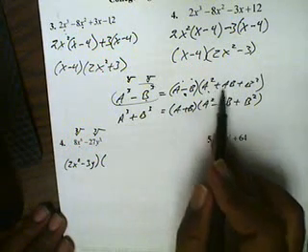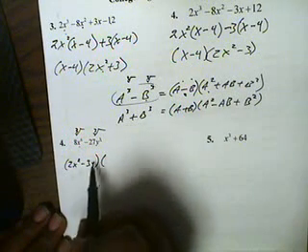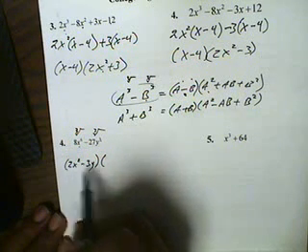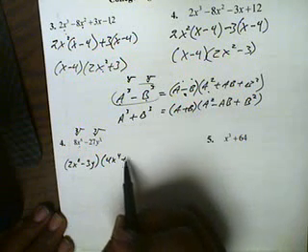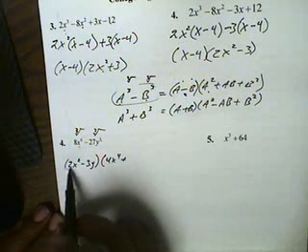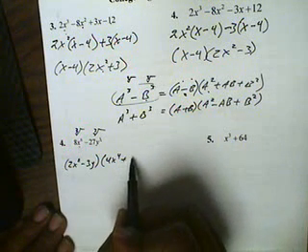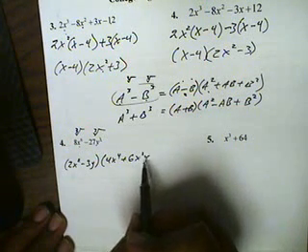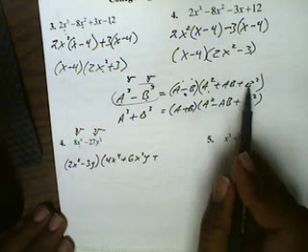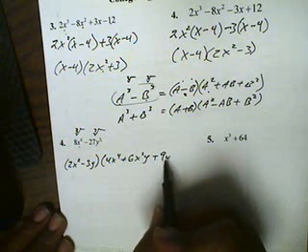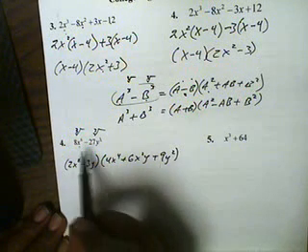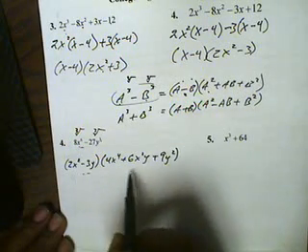Next, I need a squared plus ab plus b squared. A squared is 2x squared times 2x squared, which is 4x to the fourth, plus a times b is 2x squared times 3y, which is 6x squared y, and then plus b squared. 3y times 3y is going to be 9y squared. And this used to be a binomial times this trinomial.